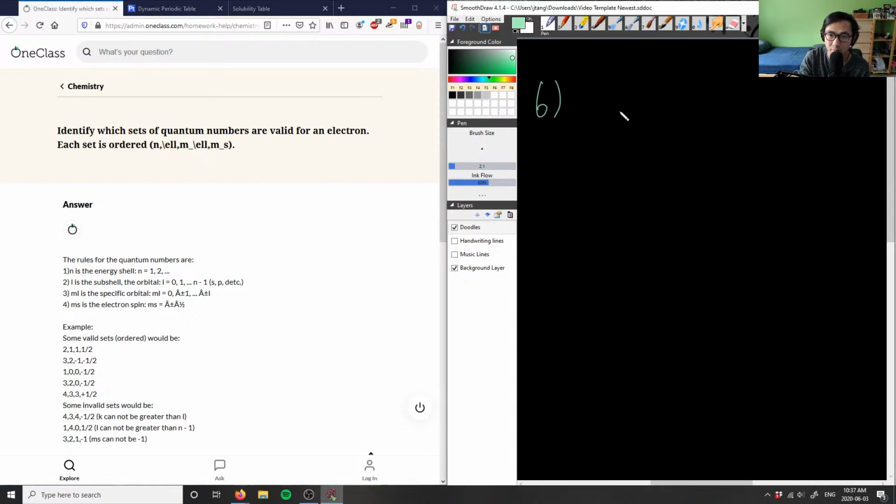Maybe that's a little bit easier for us to figure out here. So we have n. We have numbers n. We have l. We have m subscript l, and we have m subscript s. So n here is going to be our principal quantum number.